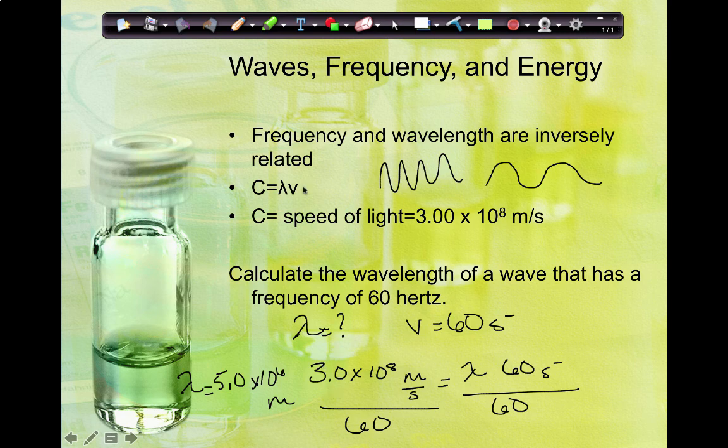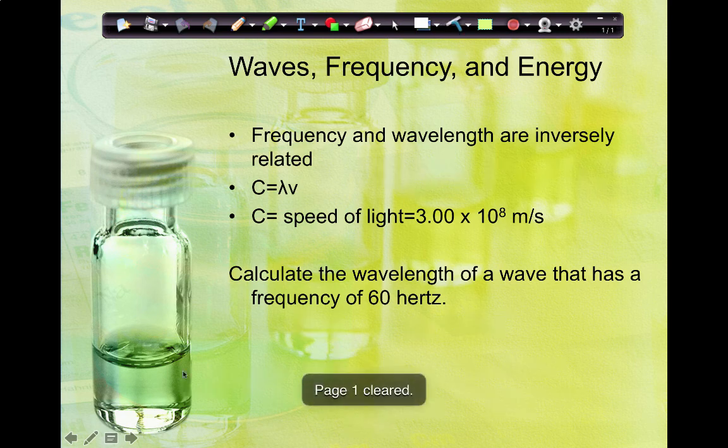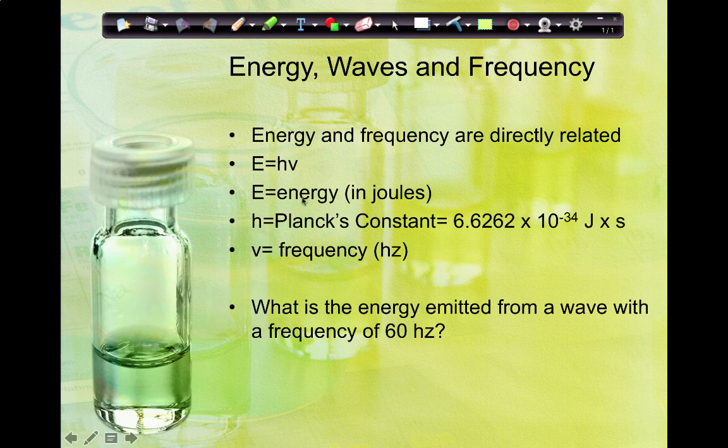All right, so let's look at the other equation that we have that deals with energy. So energy and frequency are directly related, which means as one gets higher, the other one gets higher. As one gets lower, the other one gets lower. So as frequency increases, the energy of that wave will increase as well. So energy is equal to Planck's constant multiplied by frequency. And of course, C and H are given to you in the reference sheet.